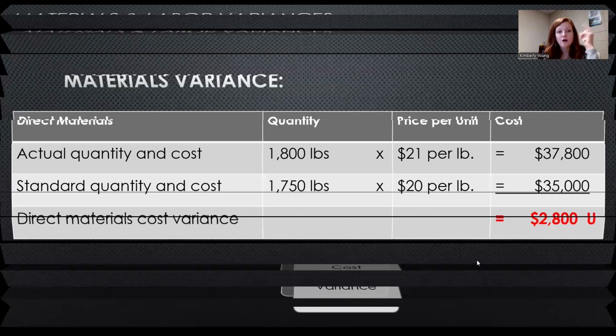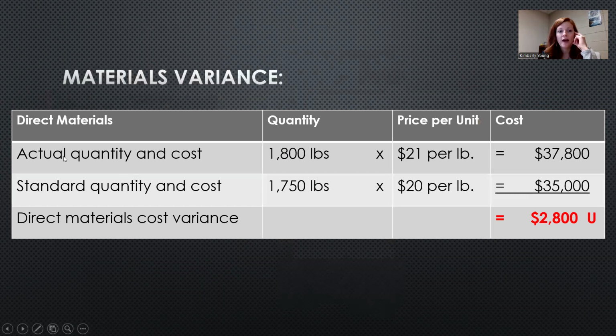So let's look at our situation here. We've got actual quantity and cost. We actually used 1,800 pounds of material. It was $21 per pound in this new example. So we spent $37,800 on our direct materials. But for budgeting purposes, our standard quantity, we thought we would use 1,750 pounds for however much we manufactured.